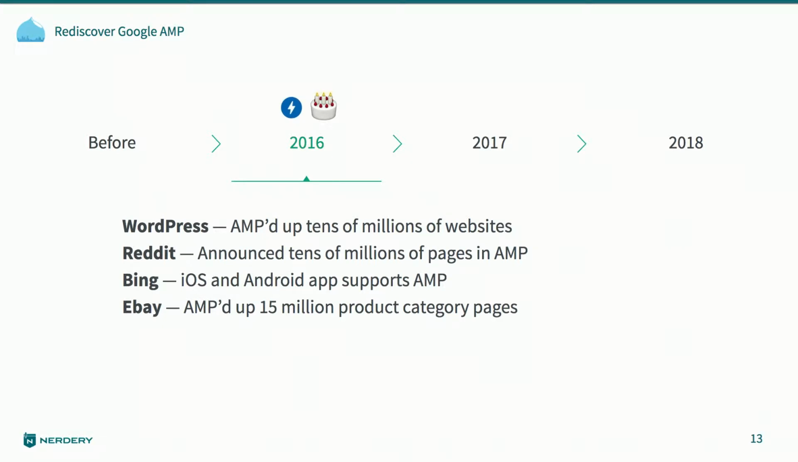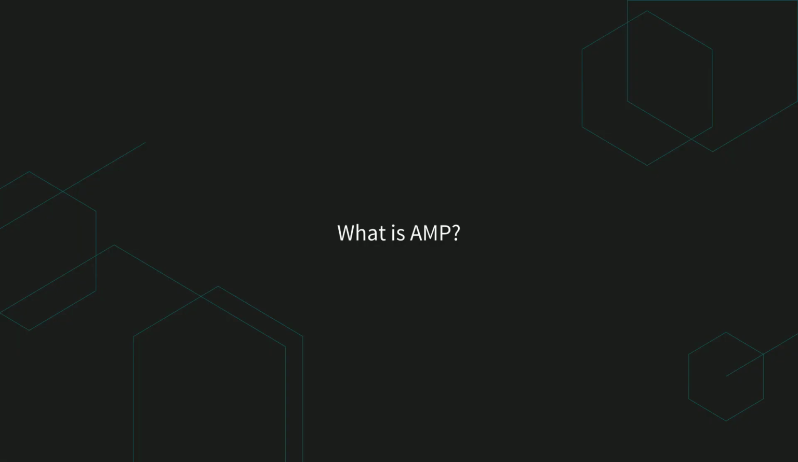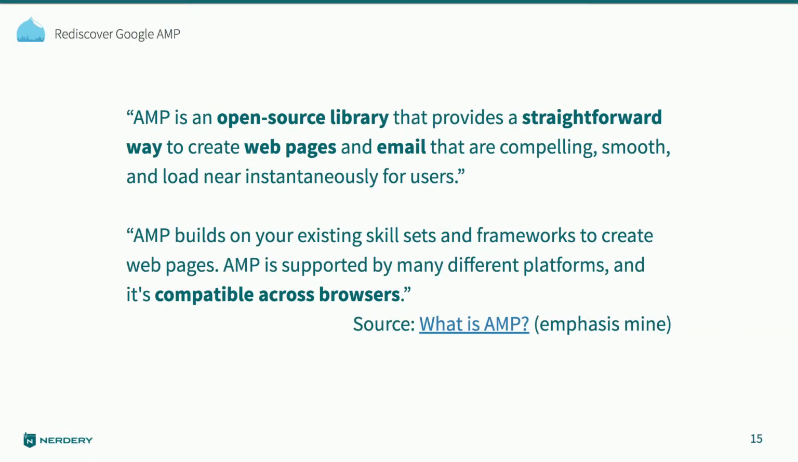Reddit announced they ramped their pages. Bing has announced that they're supporting AMP pages in their apps. And then eBay, an e-commerce site, is also AMPing their content. So in 2016, a lot of big things happened. Google worked closely with a lot of people to get AMP baked in. So, a little bit there about that, and then so what is AMP?